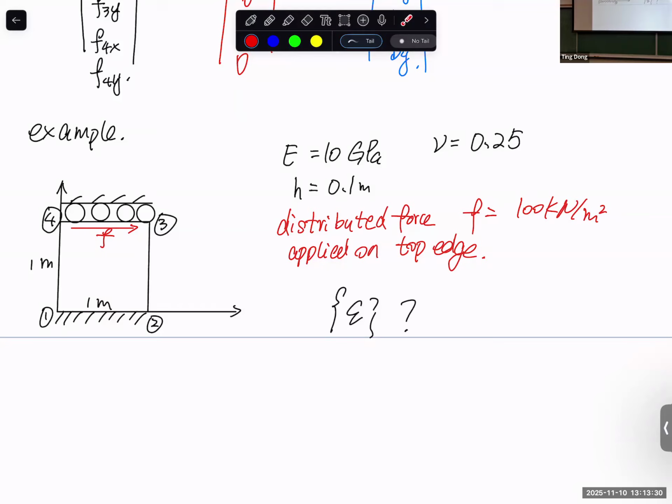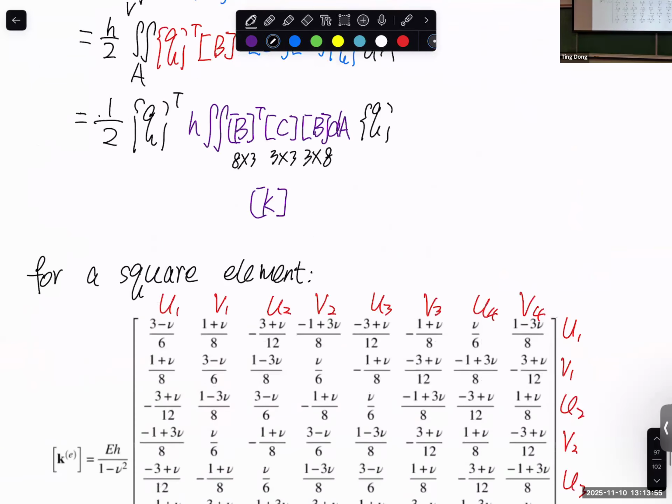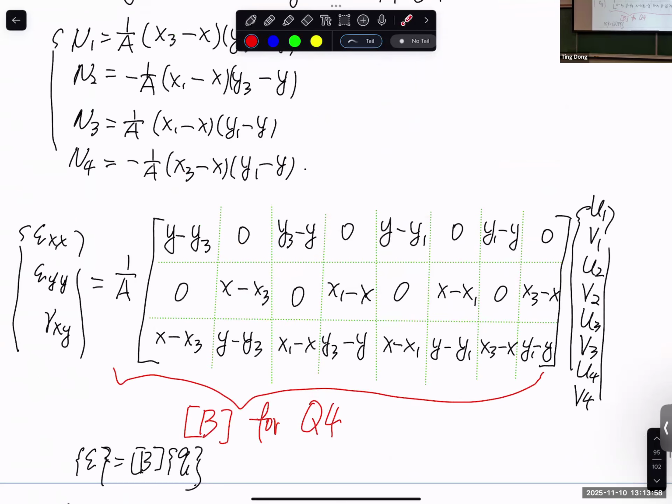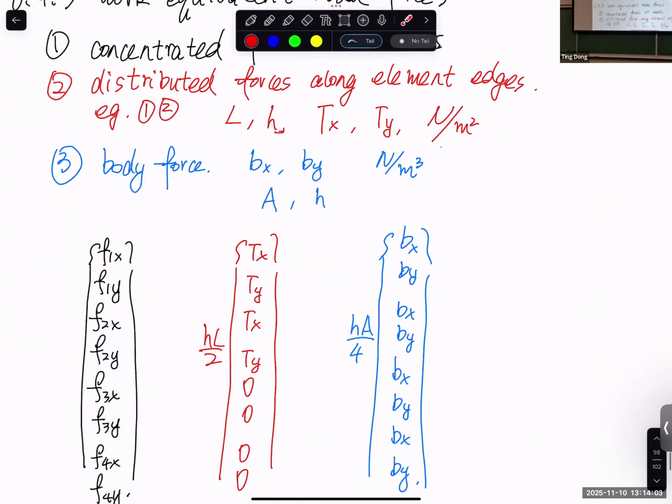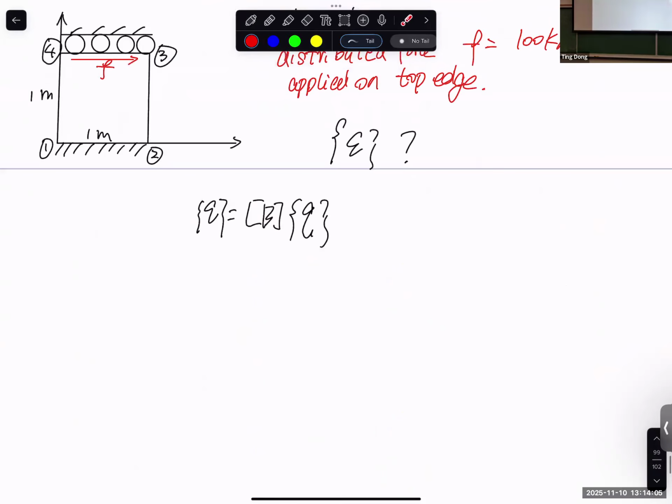B matrix? B matrix, yes. Strain vector equal to B matrix times node degrees of freedom. B matrix we can derive based on the coordinates, because we already derived it here. This is the B matrix for our rectangular element, but we don't know the Q here. So what is the first step?